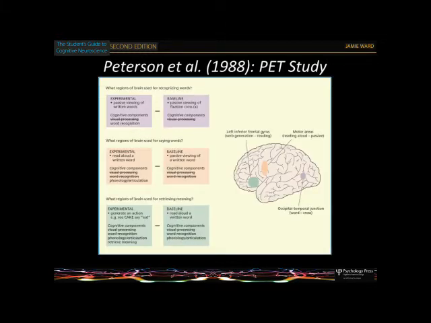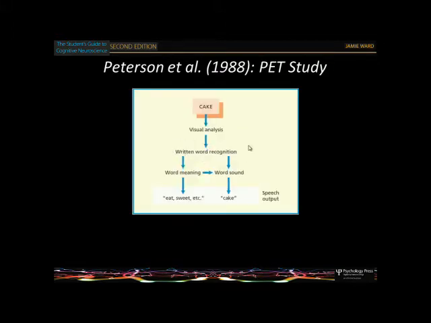So this is slightly complex, but I'll talk you through it bit by bit. So first of all, you always need to have a baseline relative to an experimental condition. So what Petersen et al. did is that they compared, in one case, just viewing a plus sign versus viewing a written word. So what they're trying to do is figure out where in the brain this stage is here. Okay?